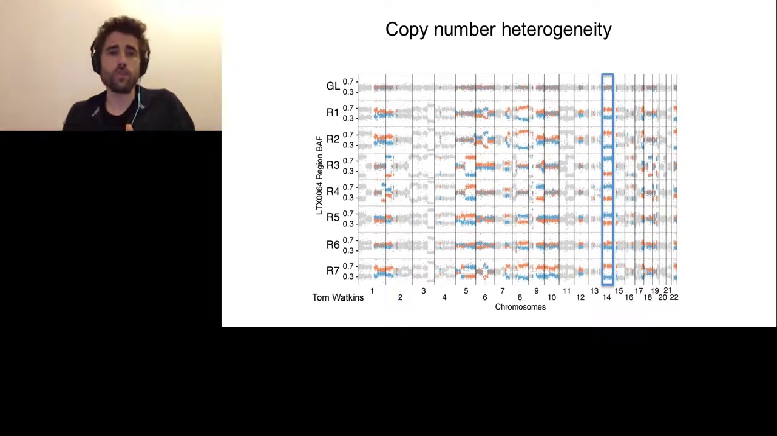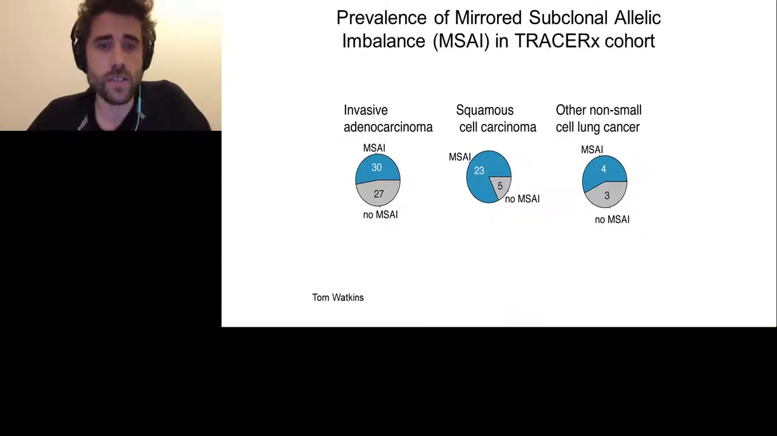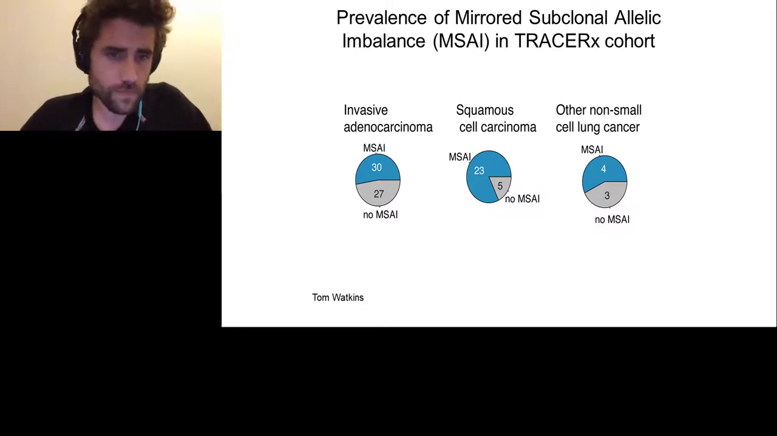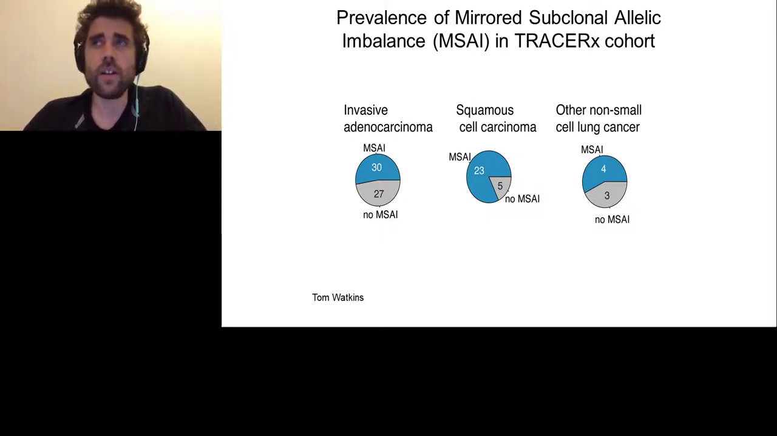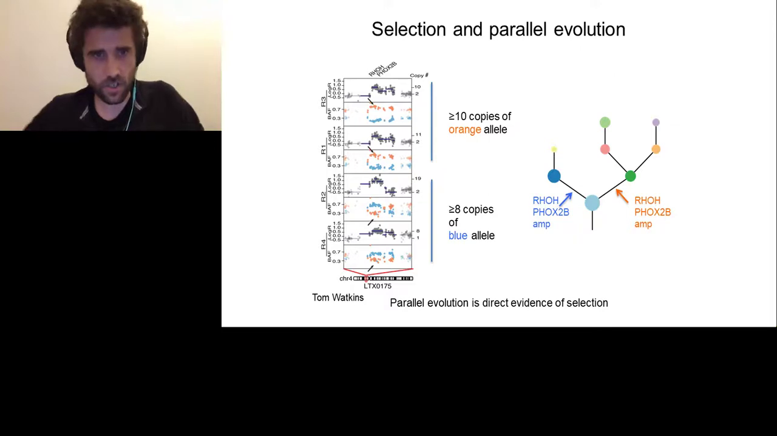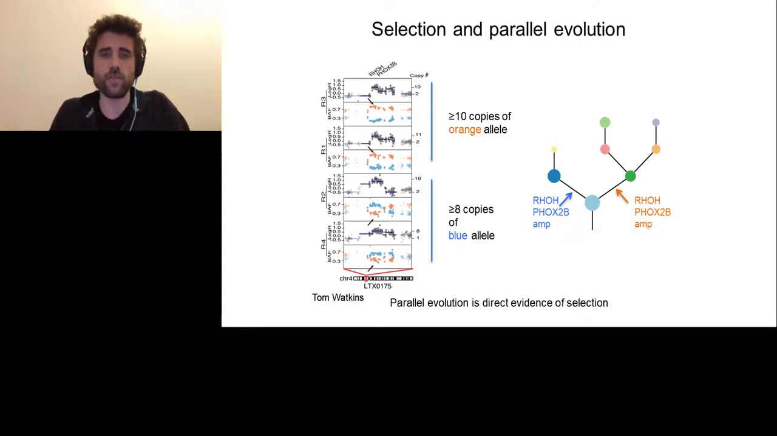Overall, when we look across the TRACERx cohort, these 100 patients that we've started looking at in more depth, we see this mirrored subclonal allelic imbalance in the majority of patients, which again is highly consistent with chromosomal instability that's ongoing during tumor evolution. So this suggests there are ongoing events, but are they actually important? Are they selected for during tumor evolution? Well, one thing we can look at is independent gains of oncogenes, key cancer genes. When we did this, using the tumor's phylogenetic tree, we saw the same genes being amplified on different alleles on different branches of the tumor's phylogenetic tree.